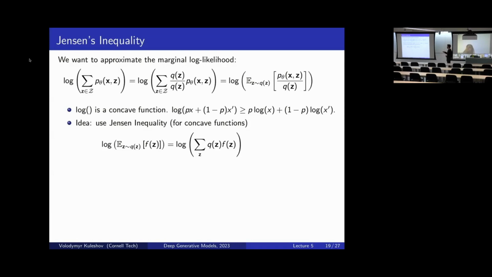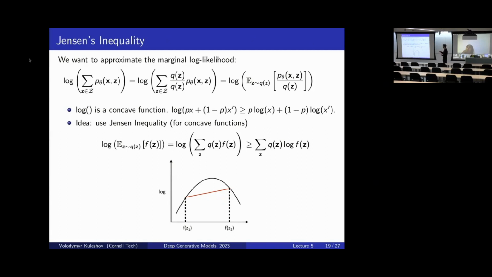So specifically, if we have an expectation, well, an expectation is just a type of interpolation between different f's, right? And I think the best way to understand why Jensen's inequality is true is to look at this picture. Let's say I have some function f of z, and I'm evaluating it at z1 and z2. If I interpolate between f of z1 and f of z2, then that gives me something that's on the interval between f of z1 and f of z2, and the value of the log.